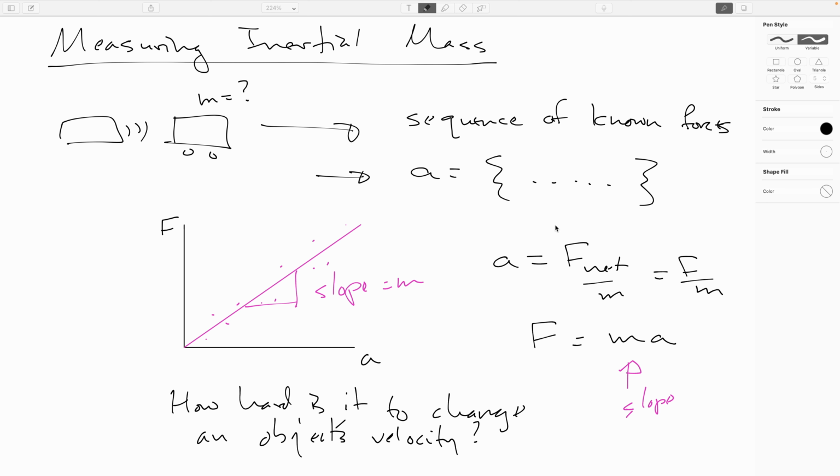The m in Newton's second law is the measure of the object's inertia. The bigger the inertial mass, the harder it is to change the object's velocity, the harder it is to accelerate it.